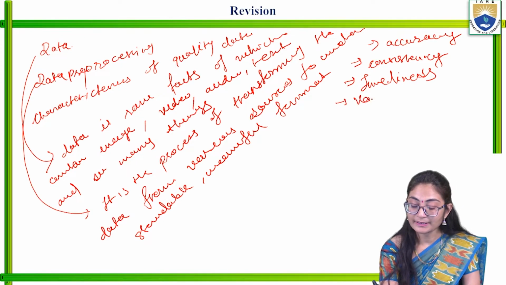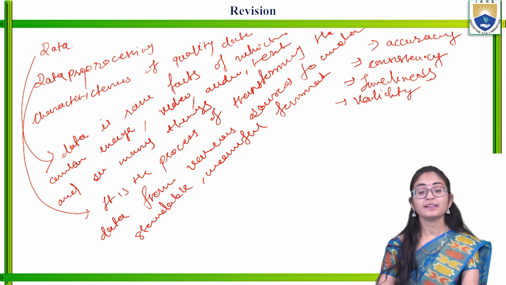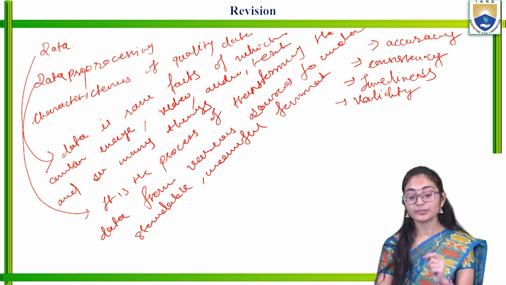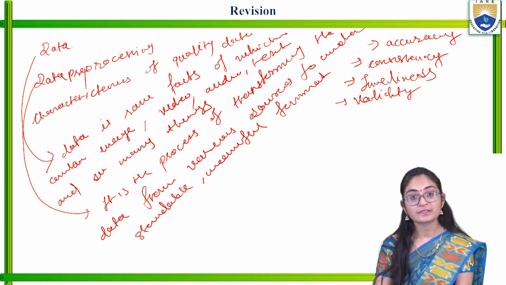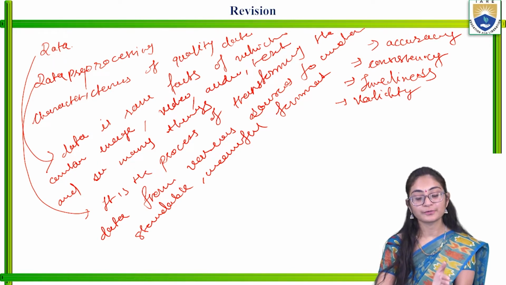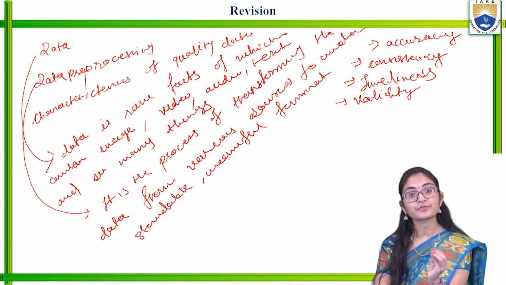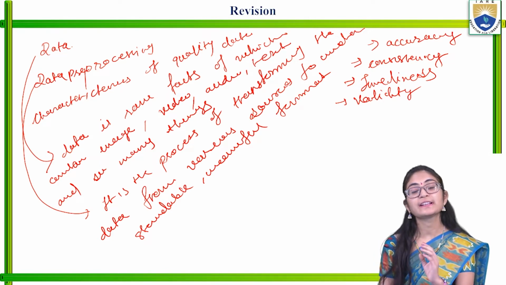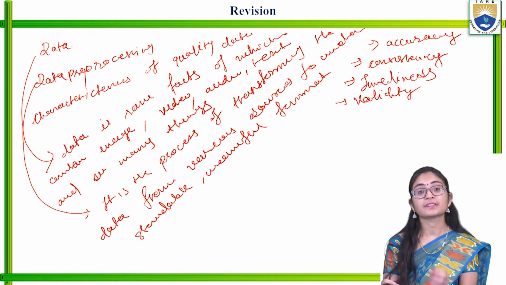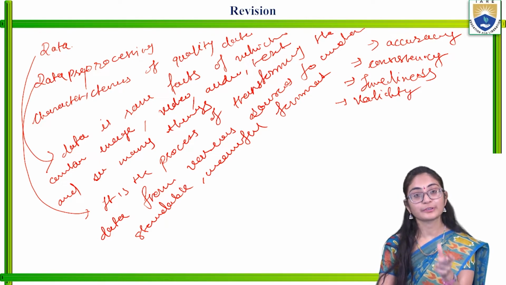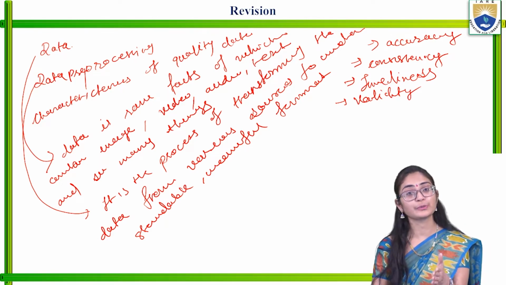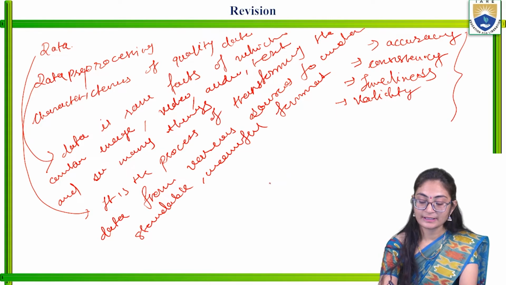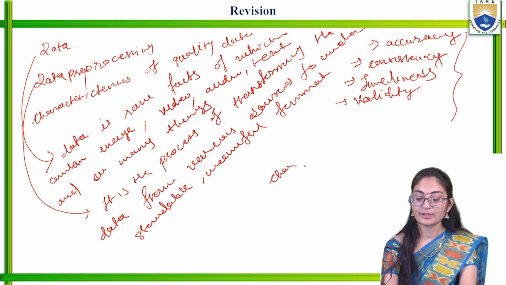Then validity. What does validity suggest? It suggests that your data should follow a valid structure, a valid format. If there is no valid format, then an error will occur. That's why you have to follow a particular format, a particular structure. This is all about the characteristics of quality data.